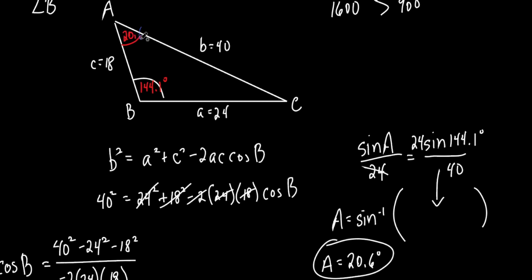You only got one more thing to do. So there's that angle. How do I find this angle C? Super easy. Take them away from 180. Very good. Got a little feedback there. That's good. So 180 minus 144.1 minus 20.6. That's super easy to put in your calculator, and you get about, this is angle C, by the way, you get 15.3 degrees.